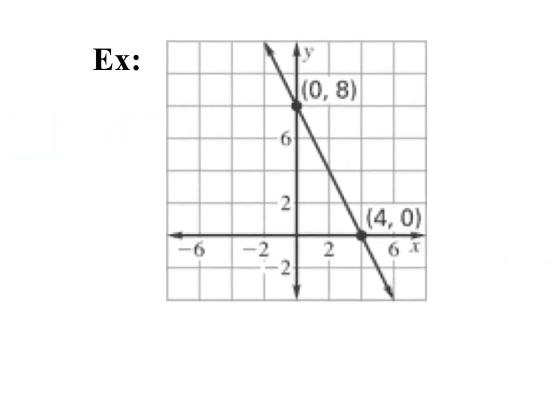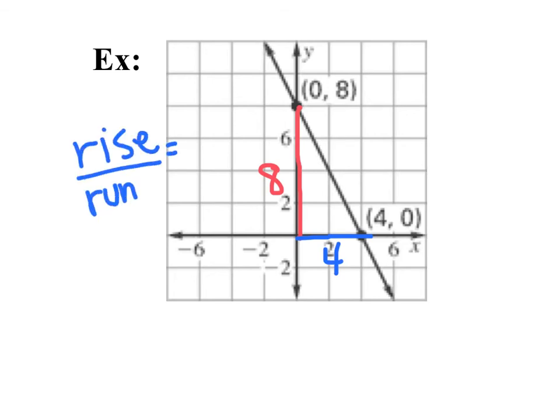On the next example, we'll do this one together, and then I'll have you do a couple on your own. Again, you're trying to get from this point here to this point here, and you can only go vertically or horizontally. So I'll start by going 2, 4, 6, 8. The reason I counted by 2 is because each of these blocks was worth 2. So 2, 4, 6, 8, and then 2, 4. So this time, if I use rise over run, I would get 8 over 4, which is 2.